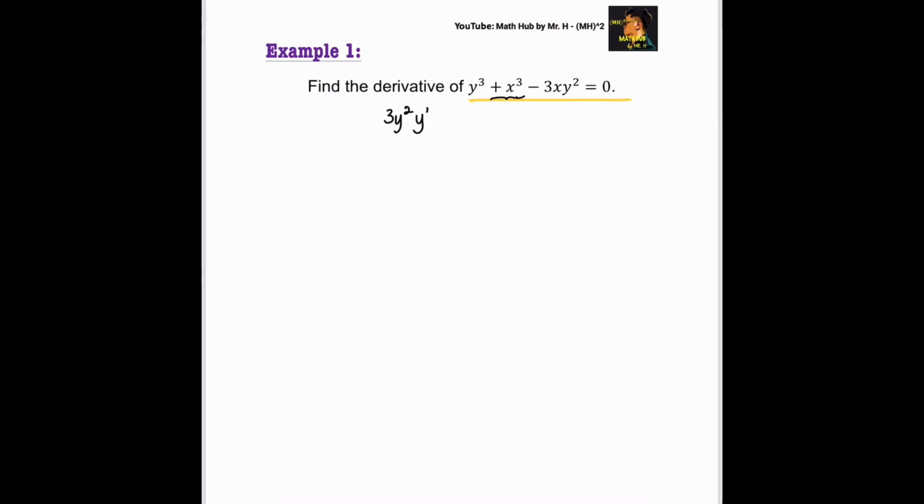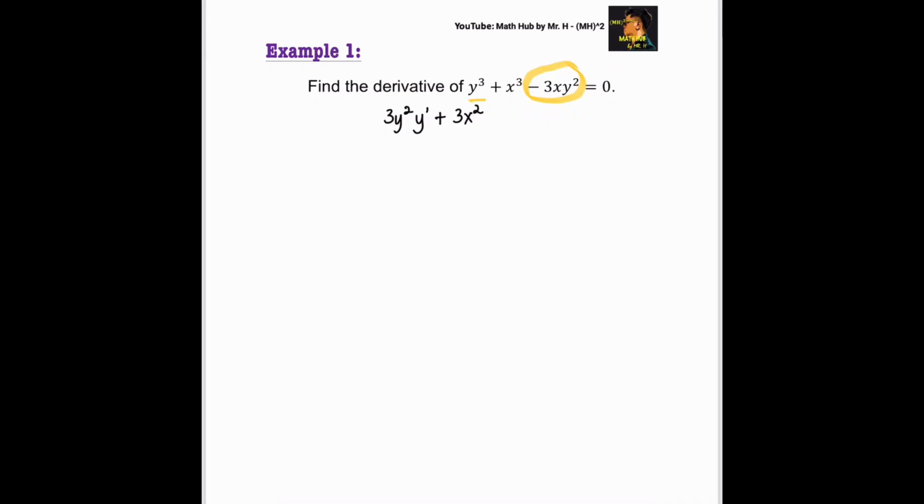Next is x cubed. The derivative of x cubed is 3x squared, applying the power rule. Since the variable is x, we don't need to multiply that by y prime, only if the term has y variable in it. Alright, next is the third term. So the third term is this one.